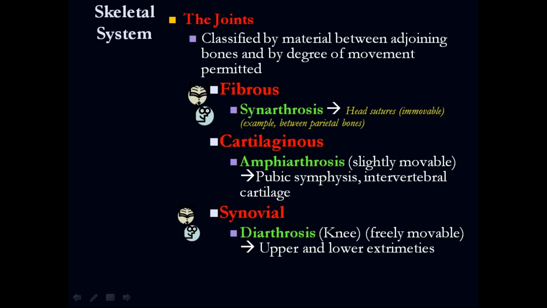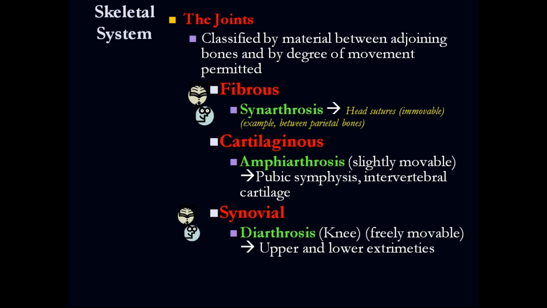Another high yield topic, please. We have the synarthrosis, the amphiarthrosis, and the diarthrosis. Why am I not saying this differently? Because the most common way to call these articulations is synarthrosis, amphiarthrosis, and diarthrosis or synovial. Diarthrosis has a very wide range of movement, upper and lower extremities.